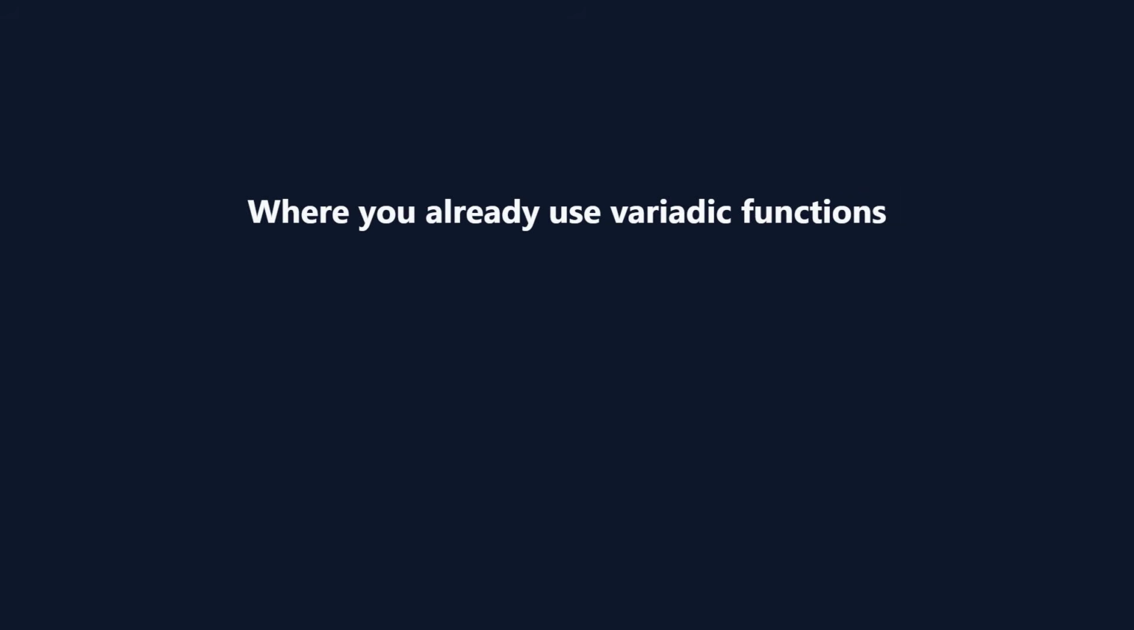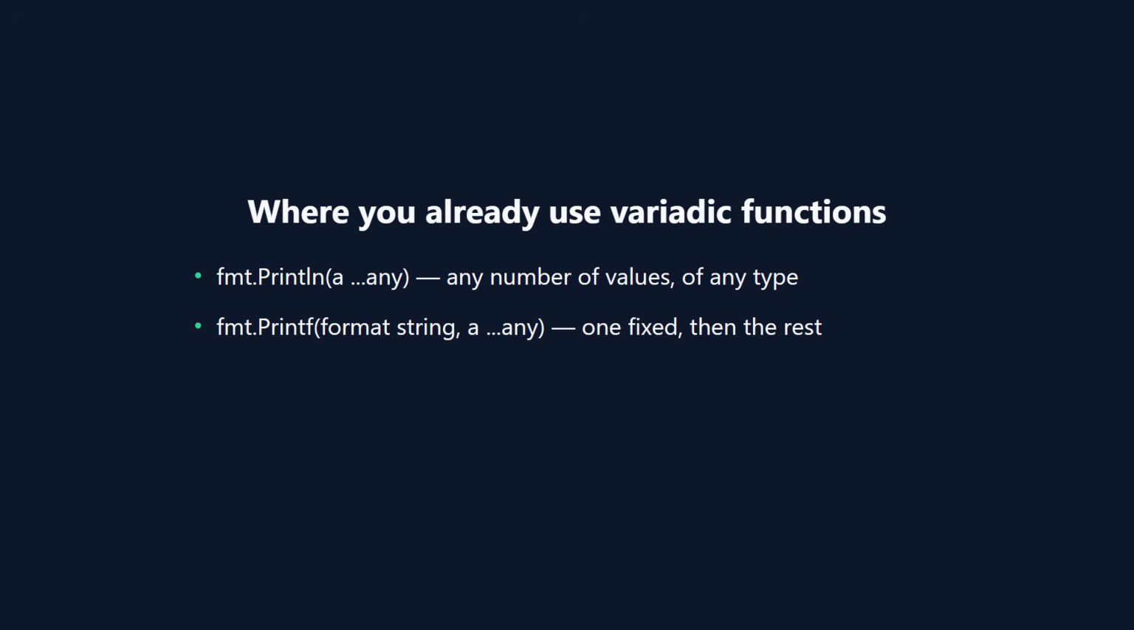The standard library is full of these, and now you can read their signatures. Println takes any number of values, of any type. That any is Go's word for a value of absolutely any type, and you will meet it properly in the interfaces module. Printf takes one fixed parameter, the format string, and then any number of values after it. Fixed first, variadic last, exactly the rule we just covered. Append is variadic too, and it is probably the most used function in the whole language. You will meet it in the next module.